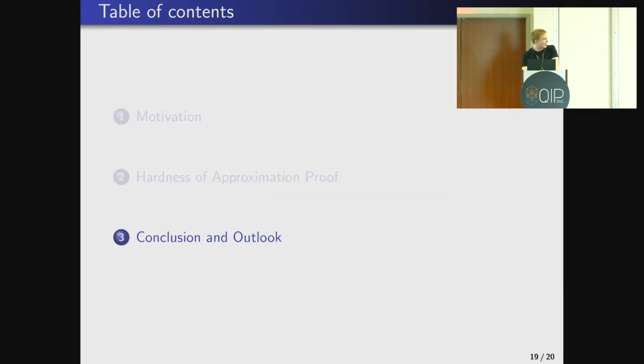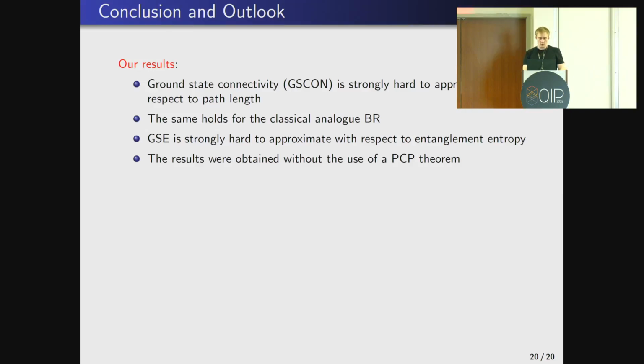Okay. Then let's come to an end. So what did we show in our work? We showed that the ground state connectivity problem is strongly hard to approximate with respect to the path length. We have the same results for the classical analog, Boolean reconfiguration, and for the ground state entanglement problem. And the main kicker was that the results were obtained without the use of the PCP theorem.